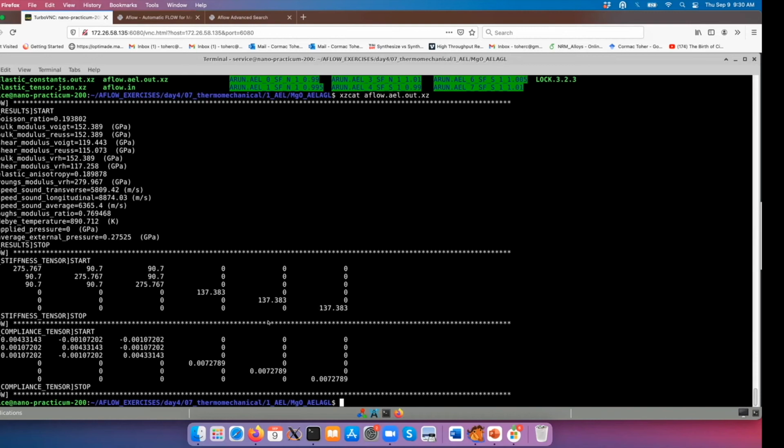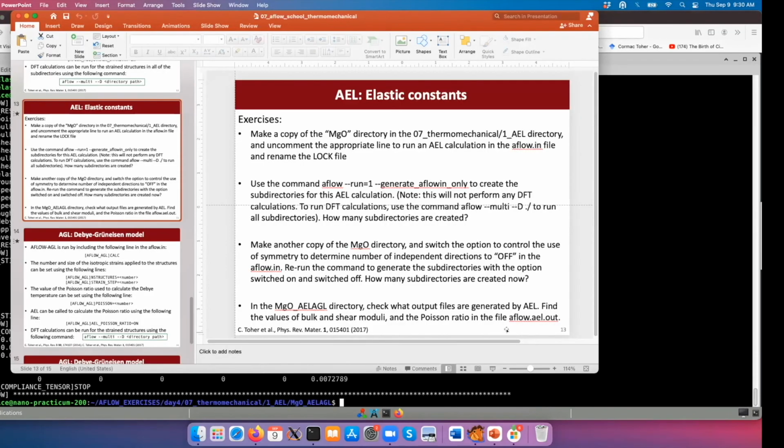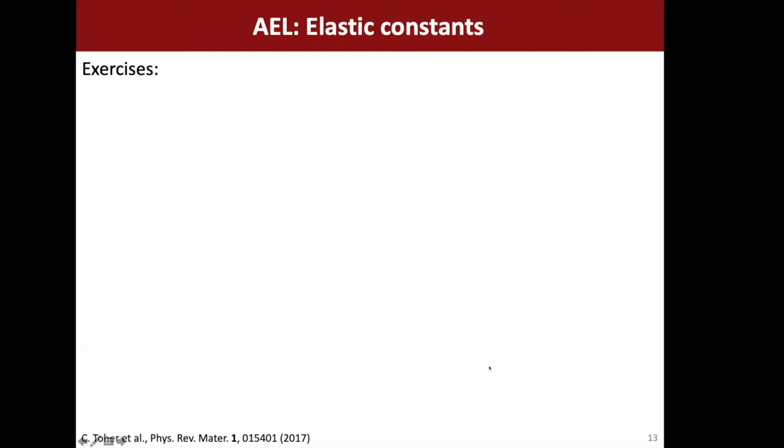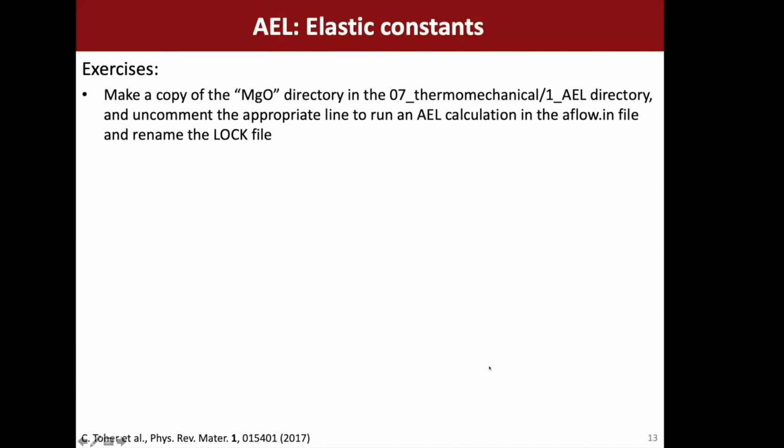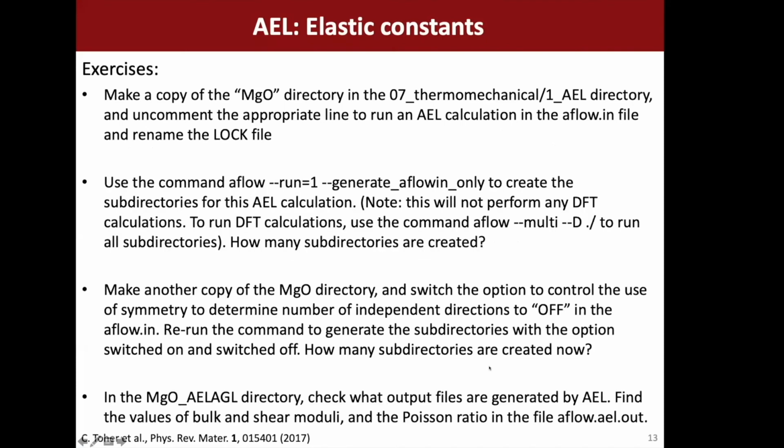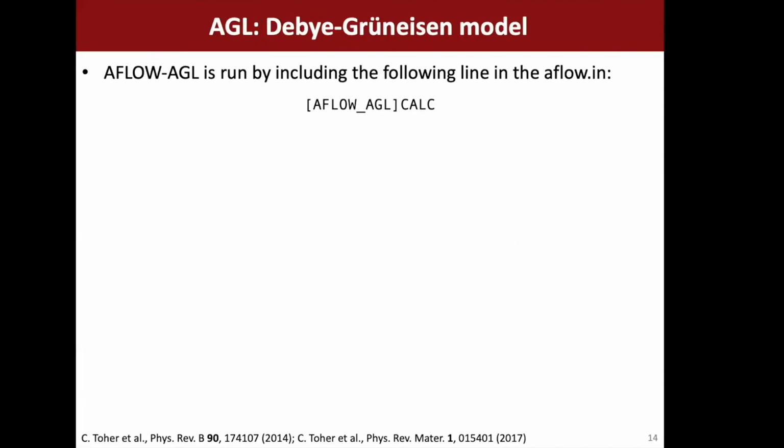Okay, so that's the AEL part of this workflow. So now we're going to move on to the AGL. So this is the Debye-Grüneisen model. Again, the AGL is run by doing this line, this AFLOW_AGL calc.